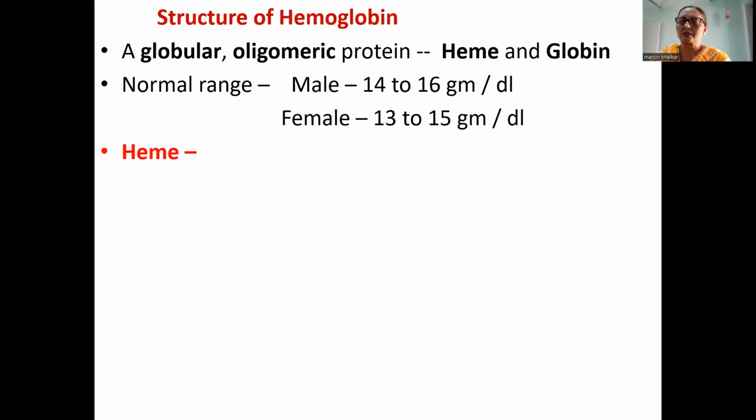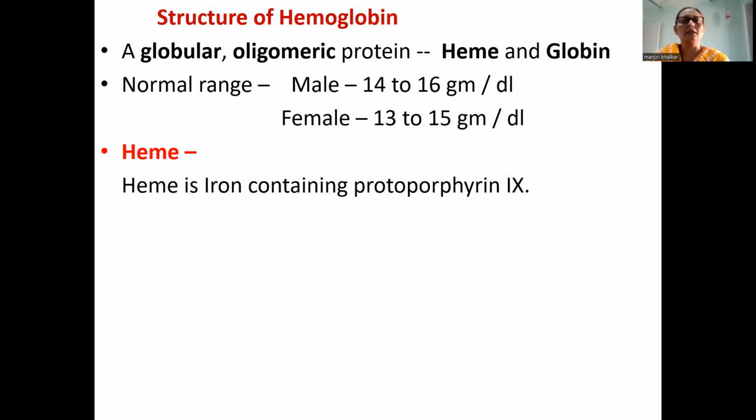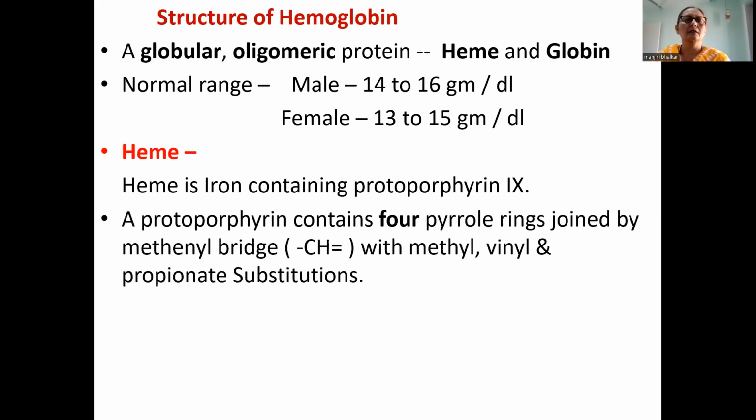So when a question comes to you, what is heme? Chemically or biochemically, heme is an iron containing protoporphyrin 9. Now the question comes, what is protoporphyrin 9? Protoporphyrin 9 is made up of four pyrrole rings that are joined by a methynyl bridge.